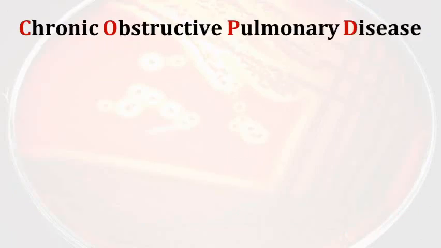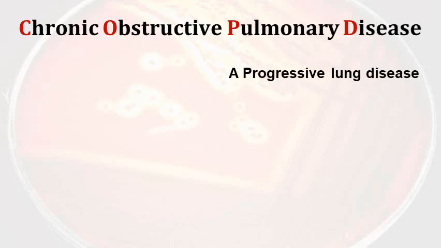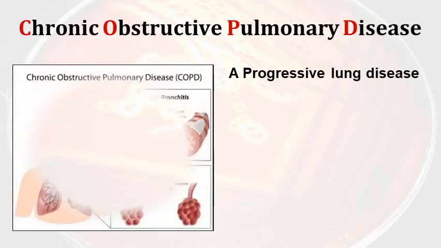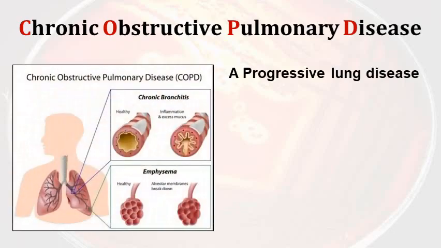Another major complication is COPD, that is chronic obstructive pulmonary disease. It is a progressive lung disease. In COPD, there are mainly two forms. First one is chronic bronchitis, which is understood as inflammation of the bronchioles along with excessive mucus formation. So there is a long-term cough and mucus associated with this chronic bronchitis.